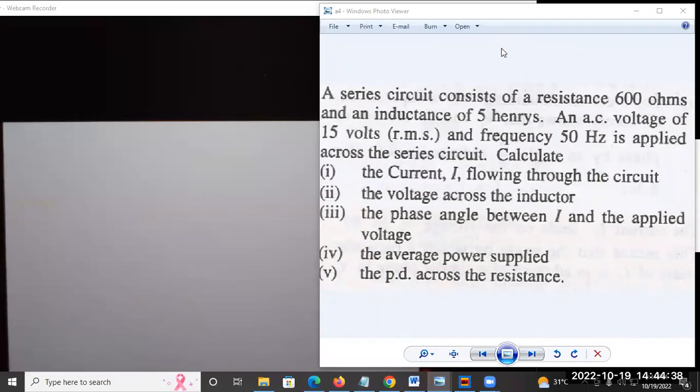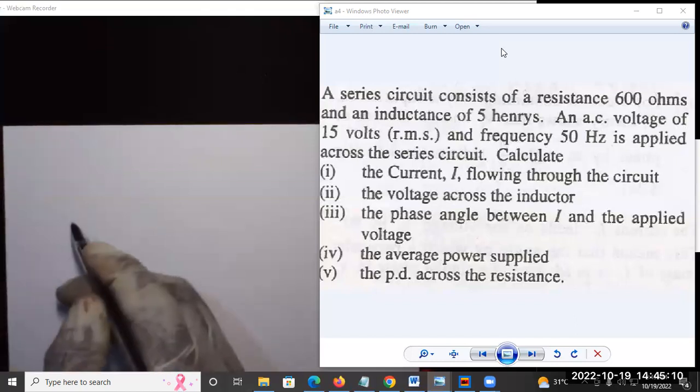A series circuit consists of a resistance of 600 ohms and an inductance of 5 Henry. An AC voltage of 15 volt root mean square and frequency 50 Hz is applied across the series circuit. Calculate the current flowing through the circuit, the voltage across the inductor, the phase angle between I and the applied voltage, the average power supply, the PD across the resistance.